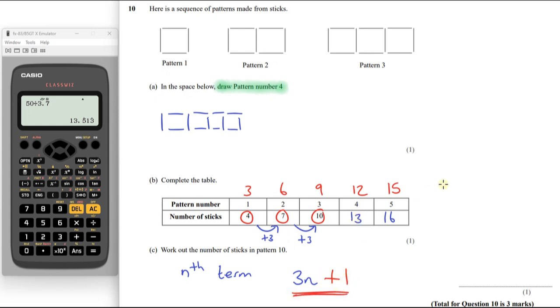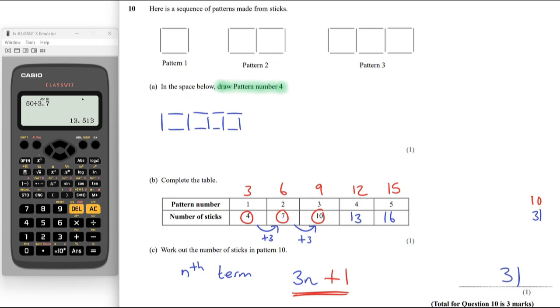So if we were working out the 10th term, which would be all the way over here, we would just do 3 times 10, which is 30, plus 1. That will give us 31. And actually, let's do that in that blue colour, 31. So the number of sticks will be 31. Now, that would be if we were doing the nth term.